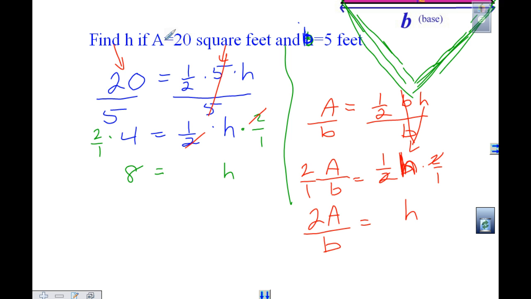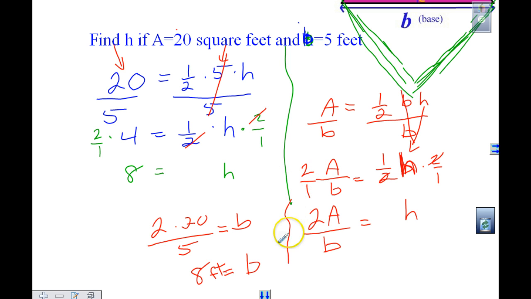And if you try it again with 20 and 5, 2 times 20 divided by 5: 2 times 20 is 40, and 40 divided by 5 is 8. So we get the same answer no matter what. And of course, include units. Whenever they give you units, you've got to have units on those answers.